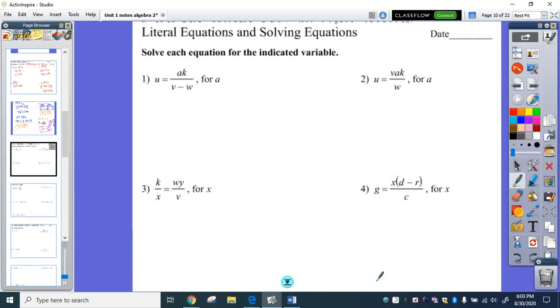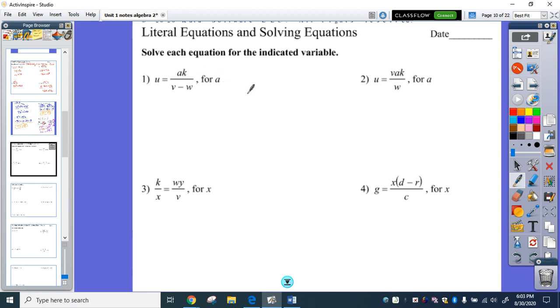Literal equations and solving equations today. You've made it to this point, so hopefully you're finding this to go a little bit smoother this time around. Now today's going to be a little bit longer, so make sure you've got some time. It won't be more than about 15 minutes, but it might take us a few extra minutes to get this one done.